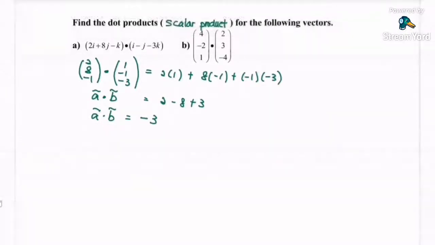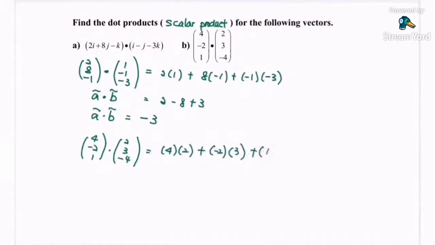Kali focus on B, where we have 4, negative 2 and 1 dot with the situation 2, 3, negative 4. So again, remember, the meaning dot, it doesn't mean it's a multiple. So where we have 4 multiple with the 2 plus negative 2 multiple with the 3 plus 1 multiply with the negative 4. So that is the meaning for dot. So vector A dot vector B is equals to 8 minus 6 minus 4. So vector A dot vector B is equals to negative 2. So the product is in scalar or value.